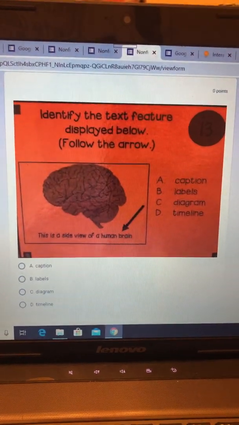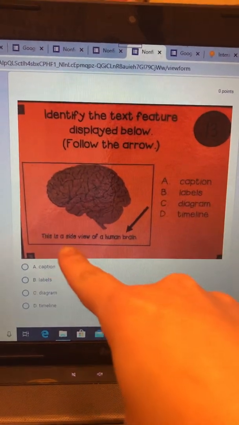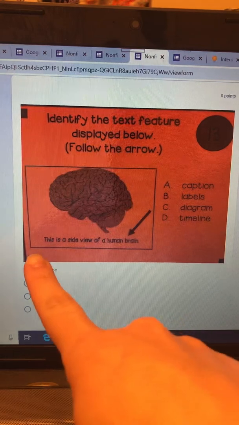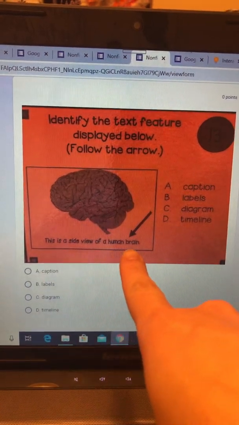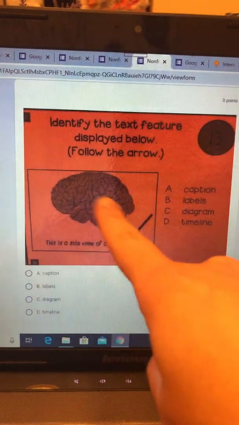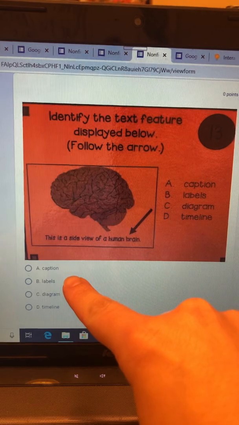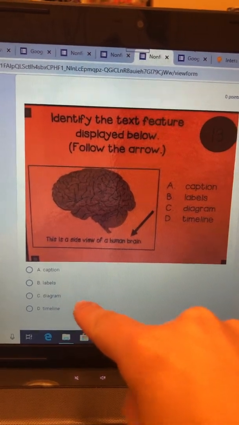All right, here I have an illustration of a brain, and then down here I have a sentence that tells me what's happening in the picture or what it shows. This is a side view of a human brain. So what is this part right here, the sentence that explains what's going on in the picture? Is that called a caption, labels, diagram, or timeline?